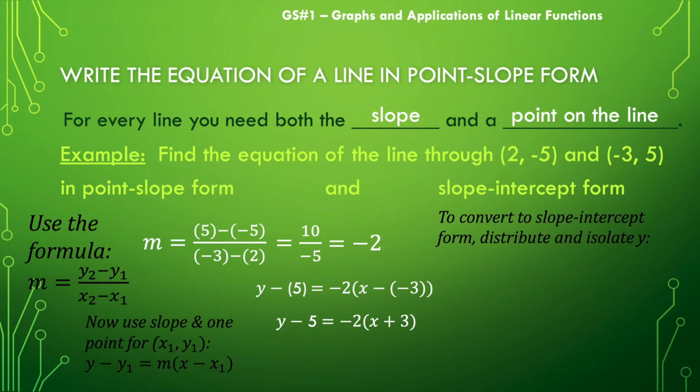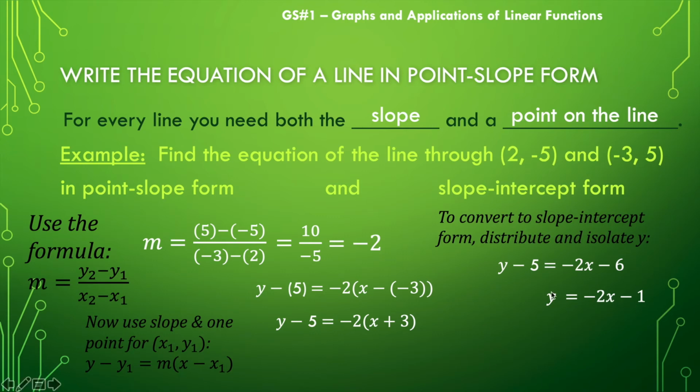Now, if I want to convert this to slope-intercept form, the only thing I'm going to need to do is distribute this -2 through and move this -5 to the right. Okay, so I'm isolating y and putting it in the form of y equals mx plus b. So if I distribute, I'll get -2x minus 6. And now let's add this 5, and we'll end up with y is equal to -2x minus 1.